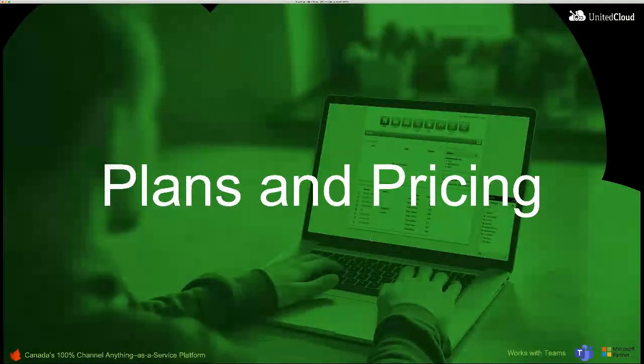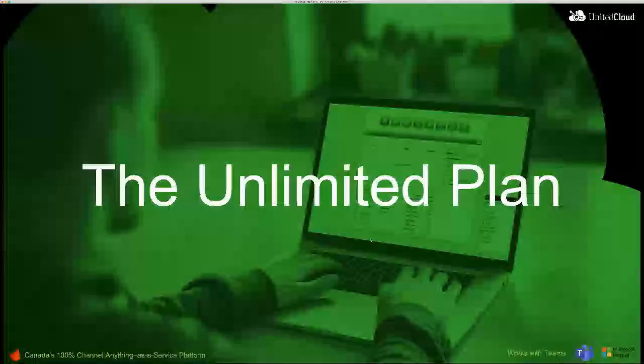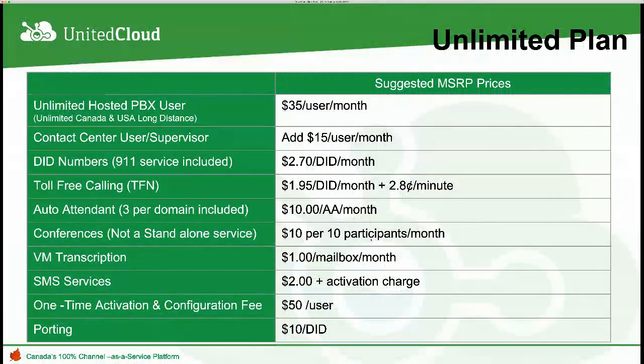Plans and pricing. As I mentioned to you, United Cloud has two plans here. One we call the unlimited plan, so basically all you can eat, and the other is the metered plan, which is channels and users. The unlimited plan is ideal for a small number of users and high call volume per user. It's $35 per user per month. I'm talking about the MSRP pricing.